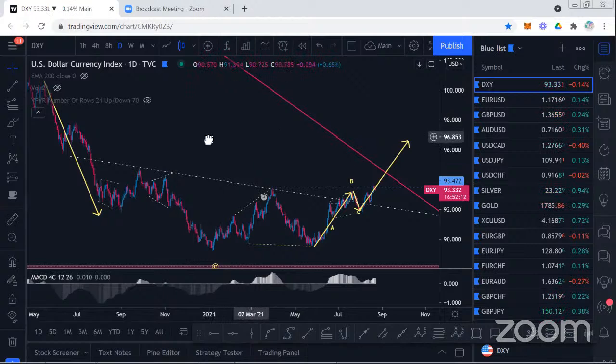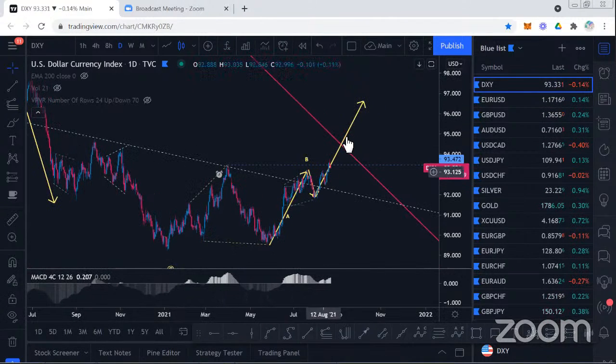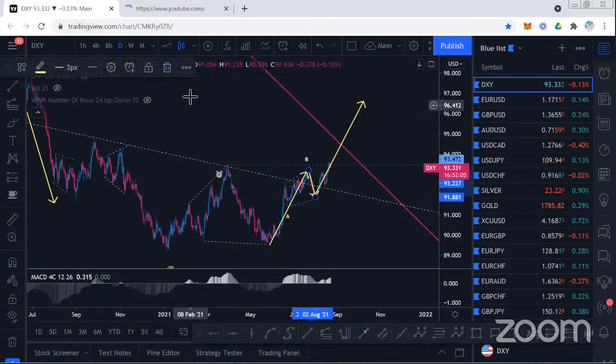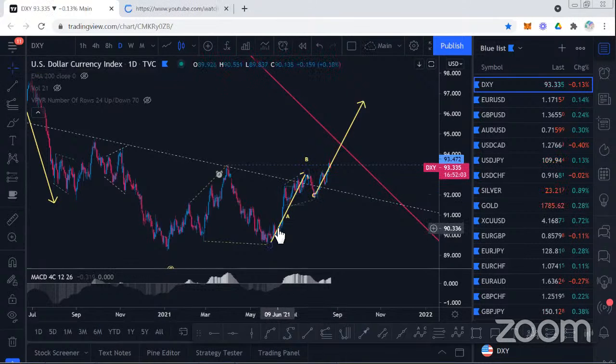Starting with the dollar, we have seen a nice little up push from the dollar that we were looking for. Dollar pairs are doing really well, dollar trades are doing really well. And so far, it looks like things are going to be moving in the direction we were looking for and should continue to move in that direction.